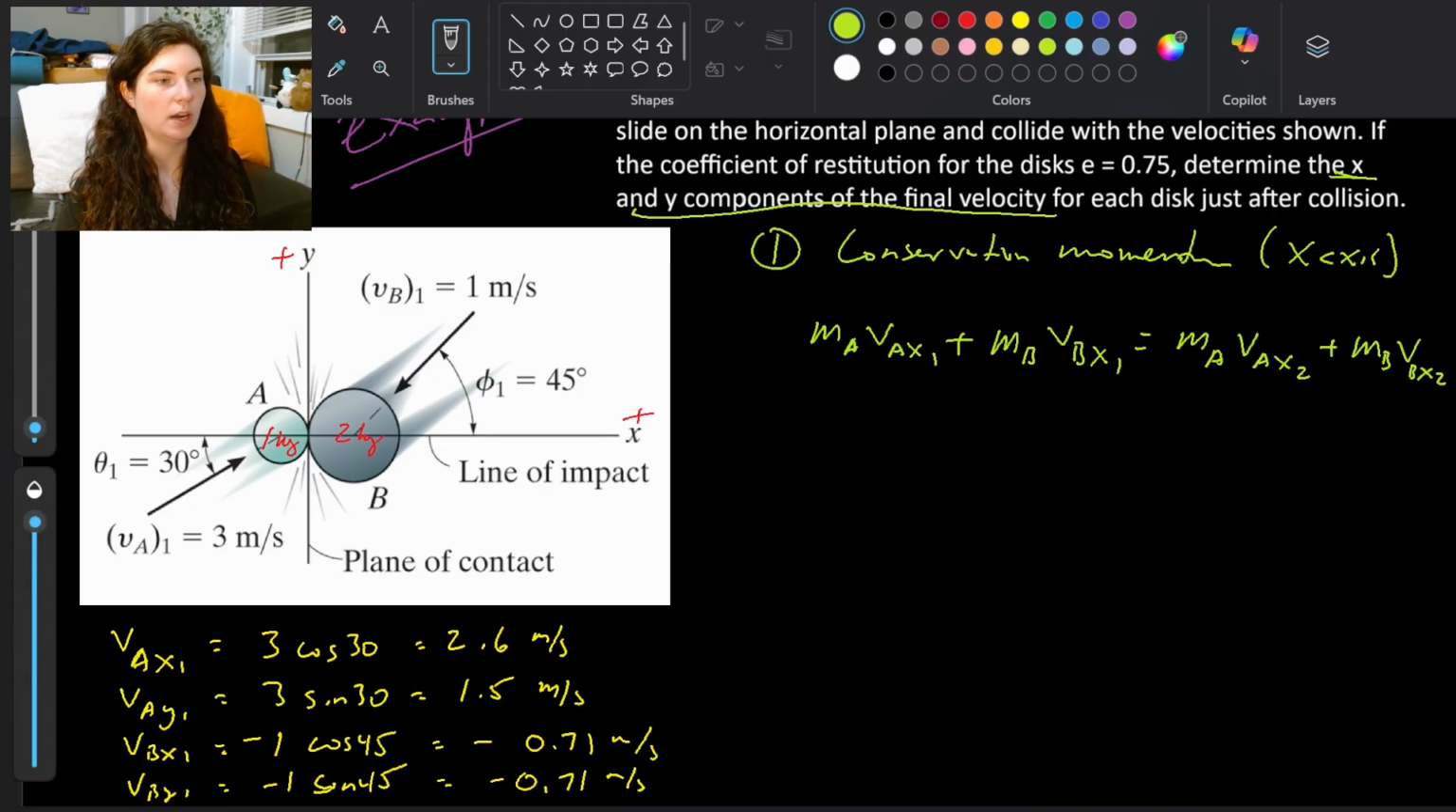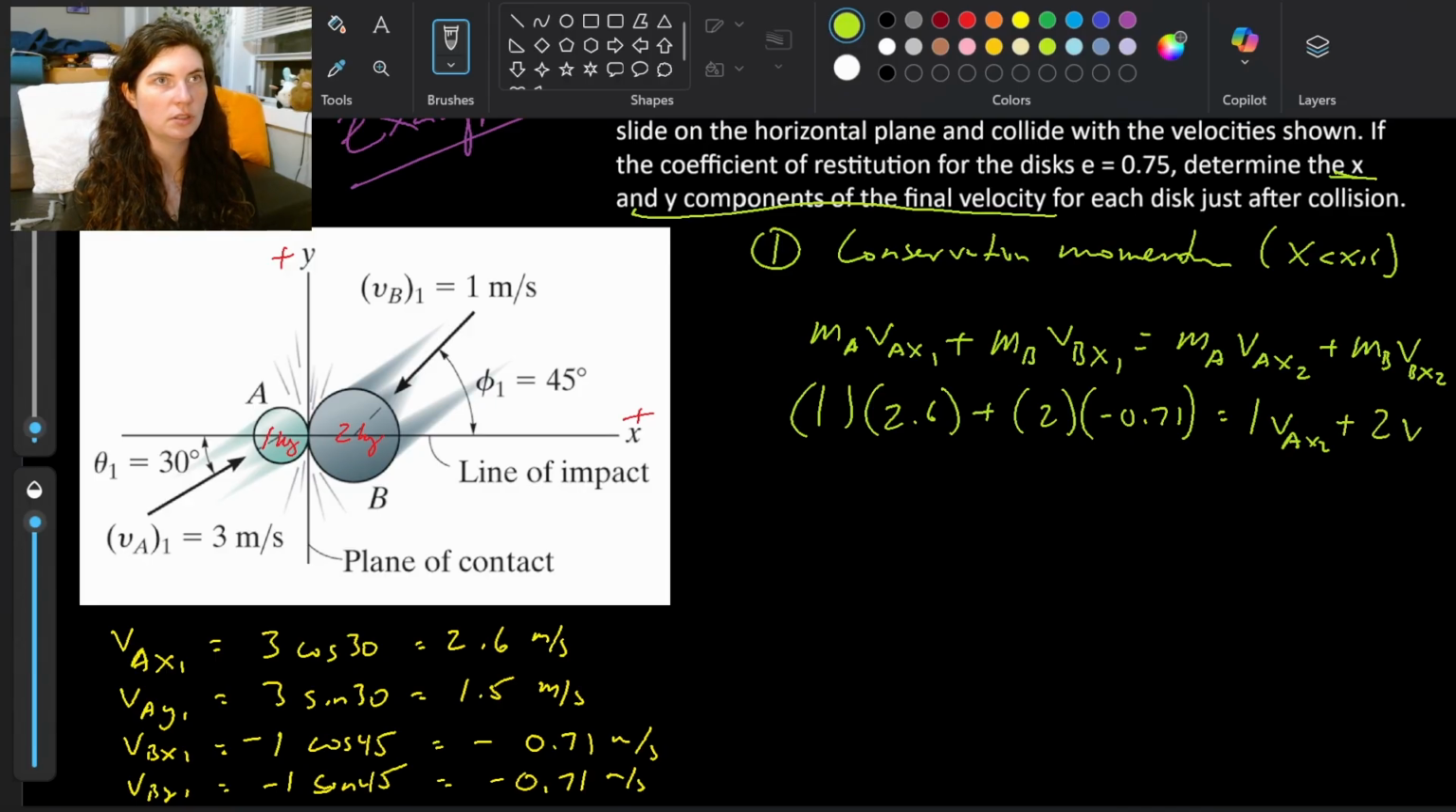So I'm going to go ahead and pop in what I know in here. My mass is 1 kilogram times VAX, we said was 2.6, plus 2 kilograms times negative 0.71 equals 1 times VAX2 plus 2 times VBX2. In this case, I'm not going to even assume I know where these are going. I'm just going to assume everything is going in the positive x direction until the signs tell me otherwise. And so we can already see I've hit a stopping point in this one. I'm going to need another equation to work with.